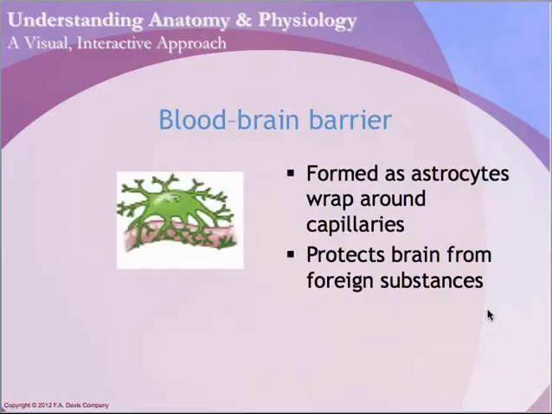On that note, how do these astrocytes form the blood-brain barrier? They actually wrap around the capillaries and they protect the brain from foreign substances. So we need to have this semipermeable membrane because it allows small molecules like oxygen, carbon dioxide, and water to diffuse across to the brain, but blocks larger molecules. This helps protect the brain from foreign substances. It also prevents most medications from reaching brain tissue. So it's kind of a protective mechanism that our body designed to protect our brain.